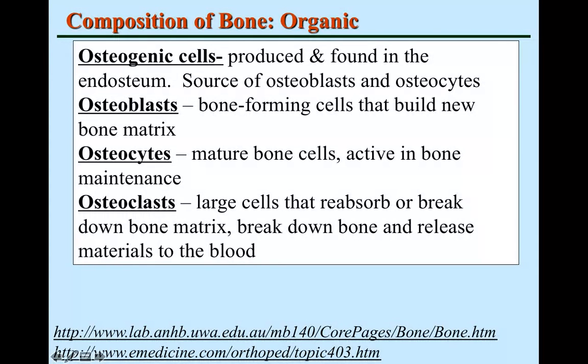So a couple more vocabulary terms that you don't want to get confused with each other. We will be using these over and over again, especially the suffixes for each one, depending on what we're talking about. So we might talk about a blast, a cyte, or a clast, so you need to know what those mean. Okay, osteogenic cells are going to be bone cells that are found in the endosteum. So going to be found in that medullary cavity. And they're basically going to be the cells that produce two of these other cells. They're going to produce osteoblasts and osteocytes.